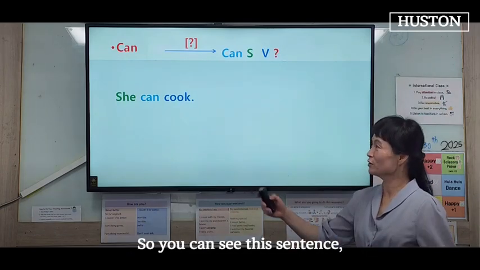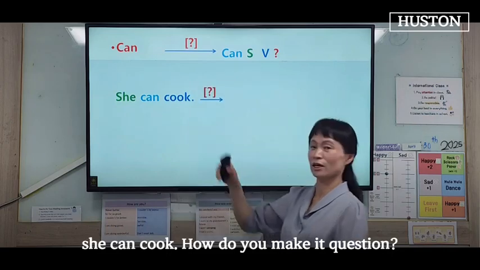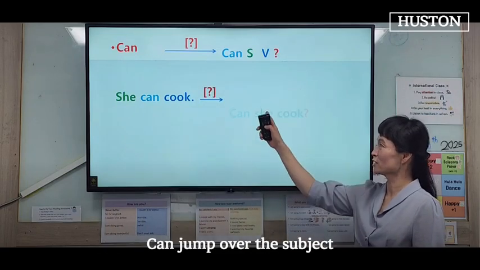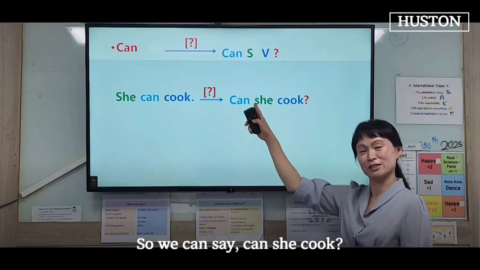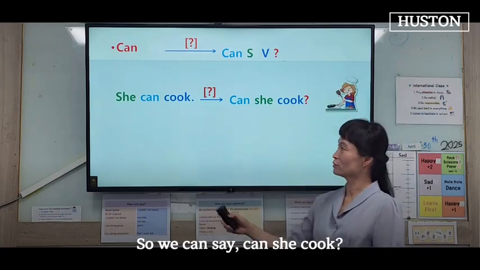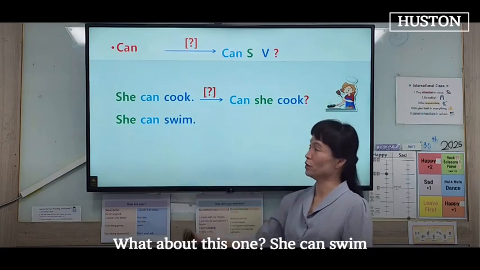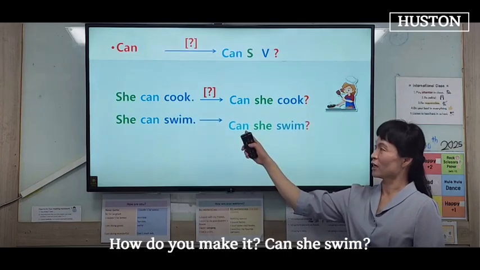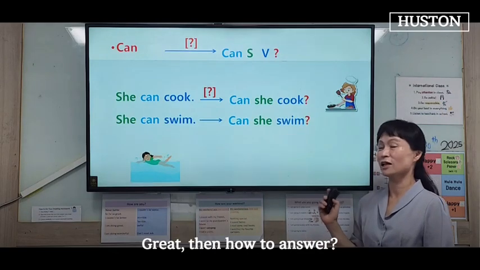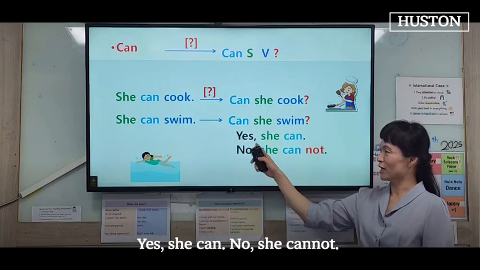Well done. So you can see this sentence. She can cook. How do you make a question sentence? Can jump over subject. So we can say, can she cook? What about this one? She can swim. How do you make it? Can she swim? Great. Then how to answer? So yes, she can.